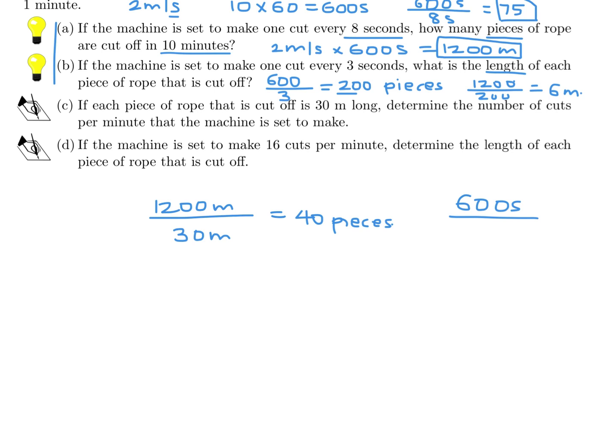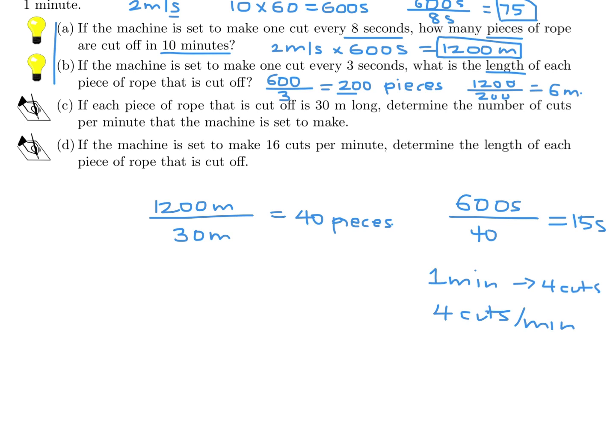600 seconds, but there was a cut every... This 600 has to be divided 40 times, basically, since there was 40 cuts. So divided by 40, and then you get 15 seconds. So basically what that means is that there was a cut made every 15 seconds. And they're saying cuts per minute. So if there's 15 seconds for one cut, in 1 minute, there would have been 4 cuts. Correct? So that's basically 4 cuts per minute.